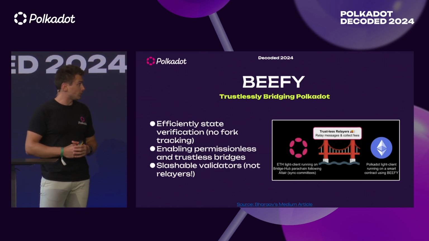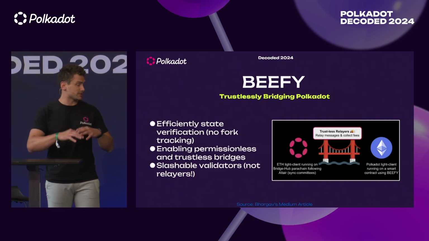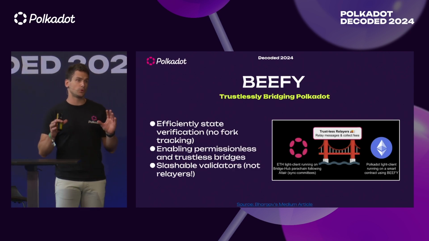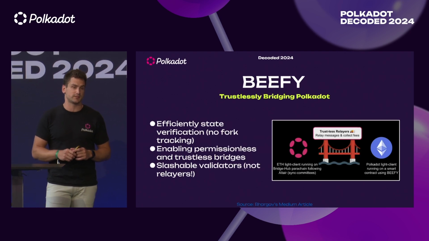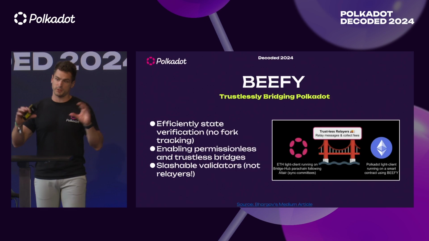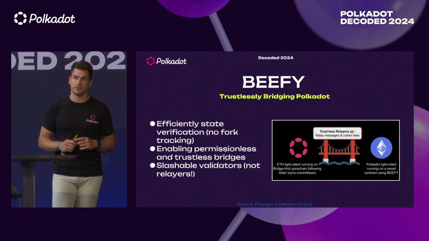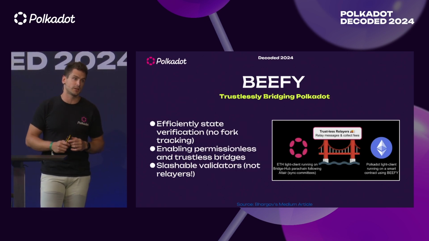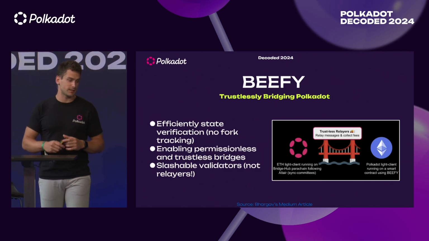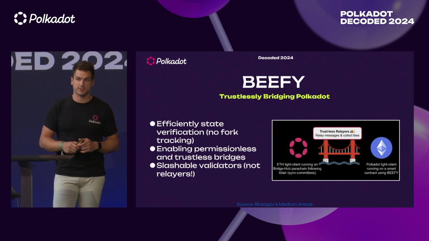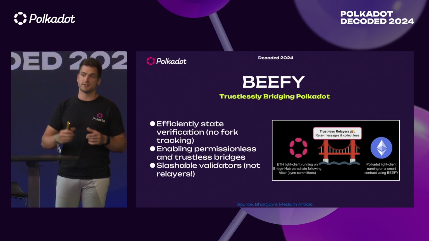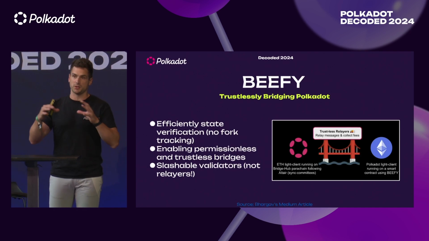Briefly, I want to talk about Beefy. Beefy is a protocol that sits on top of Grandpa. I don't know if you are familiar with how Polkadot works, but it's split between two kinds of systems. We have Babe, which is the block production algorithm, and Grandpa, which is the finality. On top of Grandpa, now we have Beefy. This is a very efficient system that enables trustless communication. Essentially, it is now very easy to verify the state of Polkadot without tracking forks.